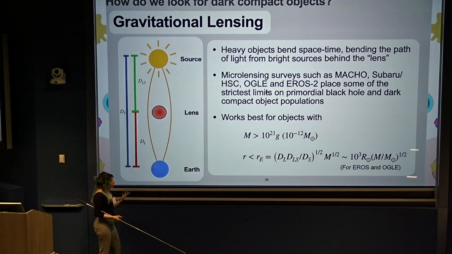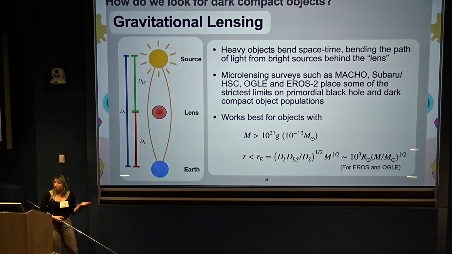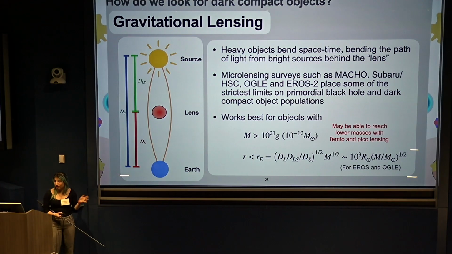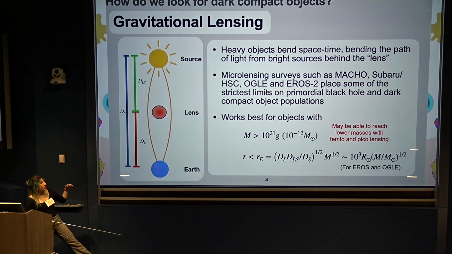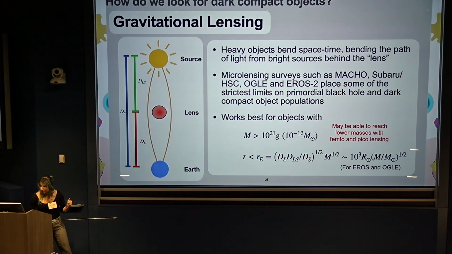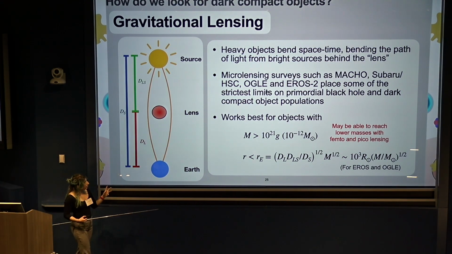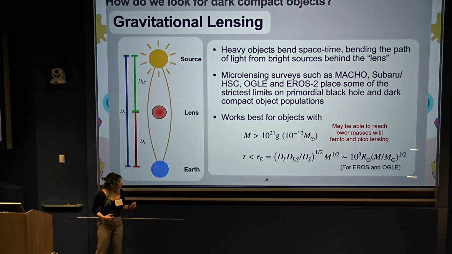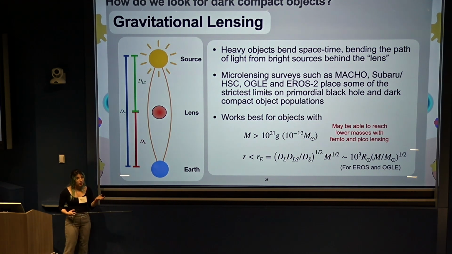So these observations work really well for objects that are heavier than 10 to the 21 grams. However, there are ideas out there if you want to go to lower masses, including femto and pico lensing, though those are still very much being sorted out. And the other limiting feature with these sorts of surveys is that you need your object to be quite compact.